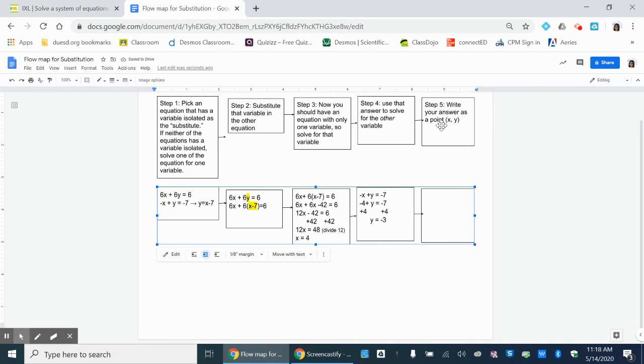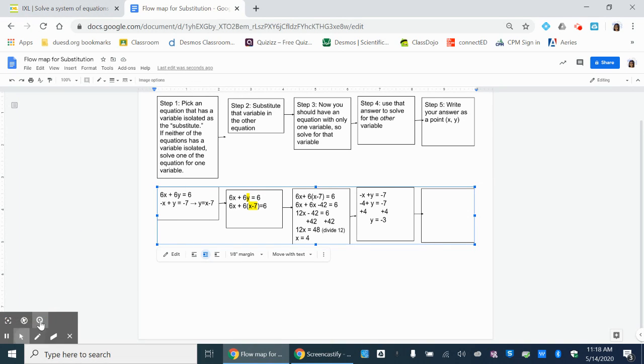I should have written a step 6, and I'm going to explain to you guys why. The reason I say to do a step 6 is because we also need to check our answers. It says write your answer as a point x comma y. So since x is 4, y is negative 3, we would write it as a point. But you guys have to make sure that you check your answers.